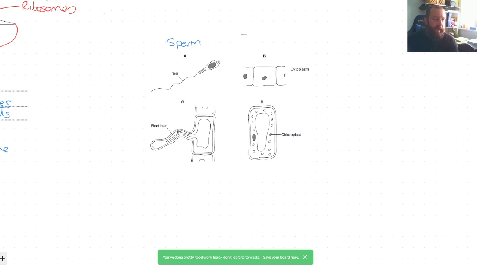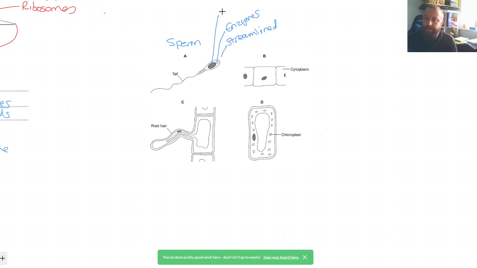If we look at the main differences, we're generally streamlined. And remember, we don't just want to be able to identify, we need to be able to talk about how it's an advantage. So the more streamlined we are, the faster we're going to be able to swim, the easier we're going to be able to swim, so less drag. We have enzymes. The enzymes in the head of the sperm are going to help it break through the wall of the egg to hopefully fertilise it.